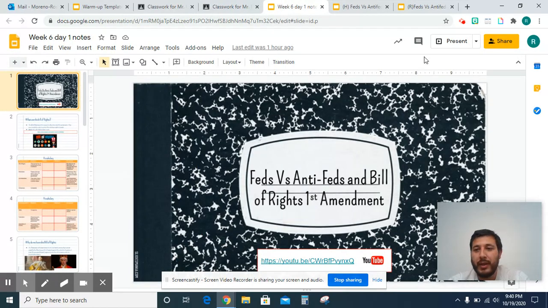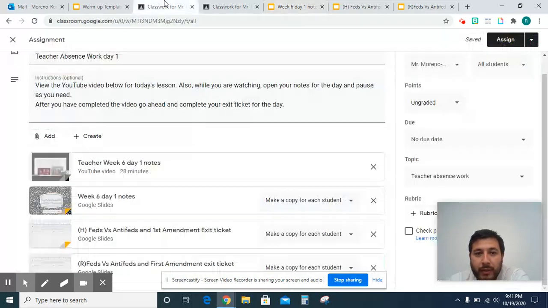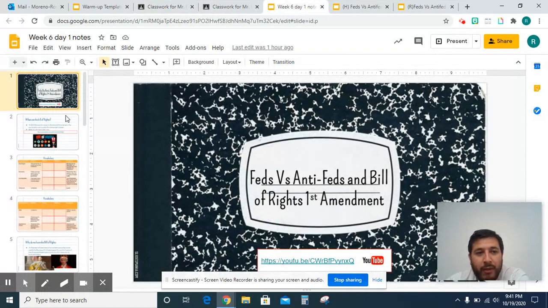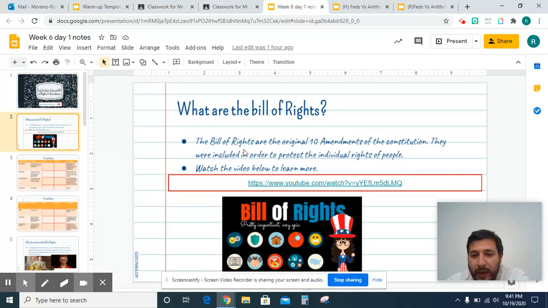This is gonna be the Feds against the Anti-Feds, and then the Bill of Rights. The YouTube link is also down here in the notes if you need it. You can click this or you can click over here, but it's the same thing. First of all, I'm going to show you the Bill of Rights, what they are. The Bill of Rights are the original 10 amendments of the Constitution. They were included in order to protect the individual rights of people.